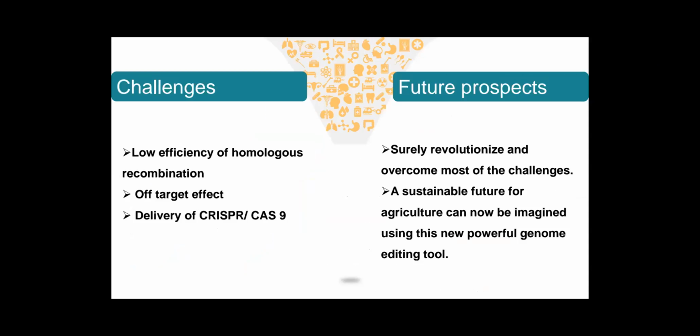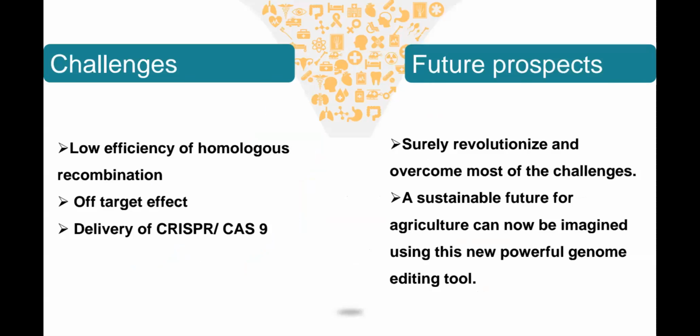As this technology is really very new, there are many challenges it is facing, such as low efficiency of homologous recombination and target delivery of CRISPR-Cas9. So I think in future it will surely be revolutionized, and sustainable agriculture can also be imagined with the help of this tool.